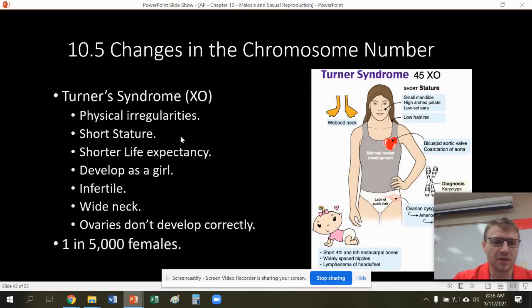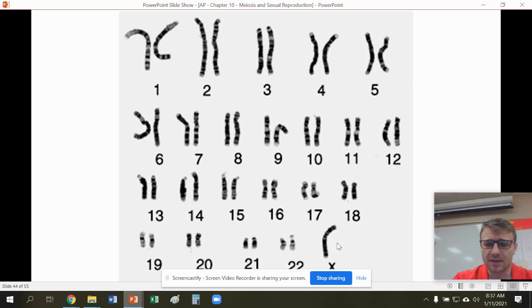Turner syndrome: physical irregularities, short stature, shorter life expectancy, develops as a girl, infertile, wide neck, ovaries don't develop correctly, 1 in 5,000 females. This is where the person doesn't have a second X chromosome; they only have one. You can see here that X chromosome.